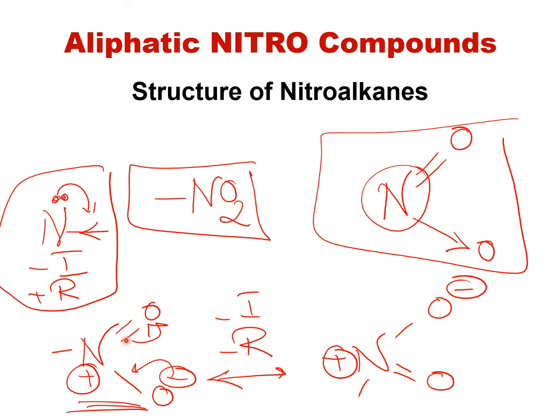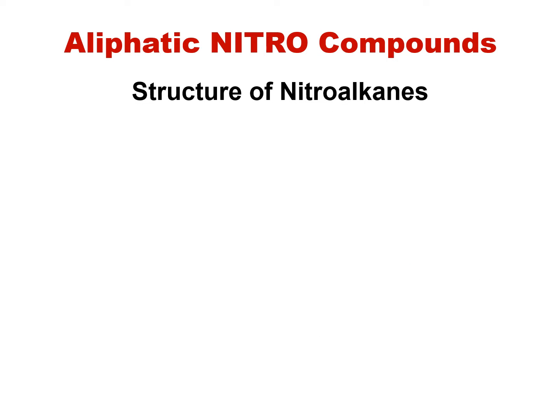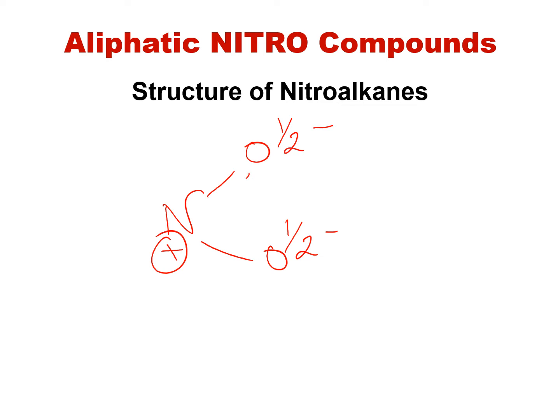They keep exchanging their positions, and that's why when we draw these compounds, we say that the nitrogen is carrying the positive charge and the two oxygens are each carrying half of the negative charge and half of the double bond. We cannot specify where the double bond is, and we cannot specify where the negative charge is.